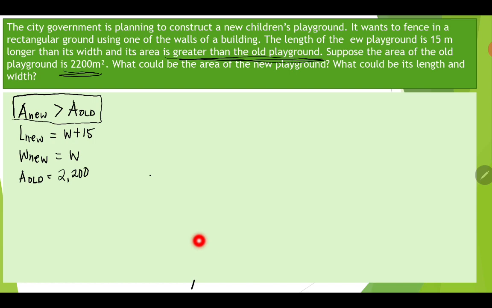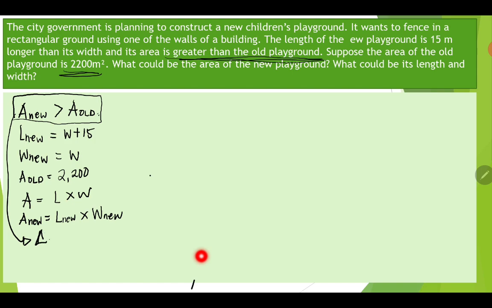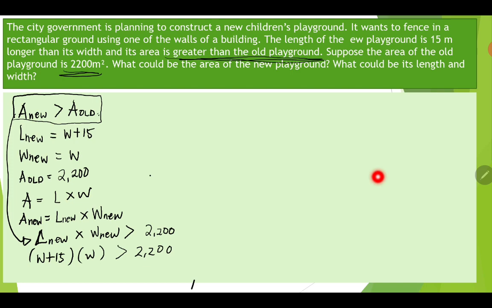Okay? Now, let us use this quadratic inequality. Okay, paano natin gagamitin yan? Tandaan nyo na ang formula ng area is equals to length times width. Okay? So, ibig sabihin, ang area ng new ay equal sa length ng new times width ng new, ng bagong playground. Okay, so, pwede ko nang gamitin to. Papalitan ko yung area new ng length new times W is greater than ang area ng old, which is 2,200. Okay? So, ang length ng new ay W plus 15 times W is greater than 2,200. So, magkakaroon na tayo ng quadratic inequality.